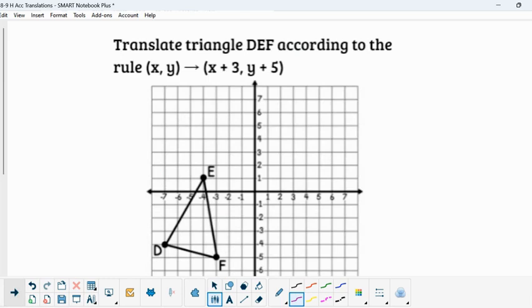X plus 3, which way are we going? Right 3, and y plus 5, which way? Up 5. So grab a point, take it 1, 2, 3, up 1, 2, 3, 4, 5, plot it, give it a prime. F 1, 2, 3, 4, 5, up 1, 2, 3. I didn't go over it. F prime. 1, 2, 3, 4, 5, up 1, 2, 3. D prime.